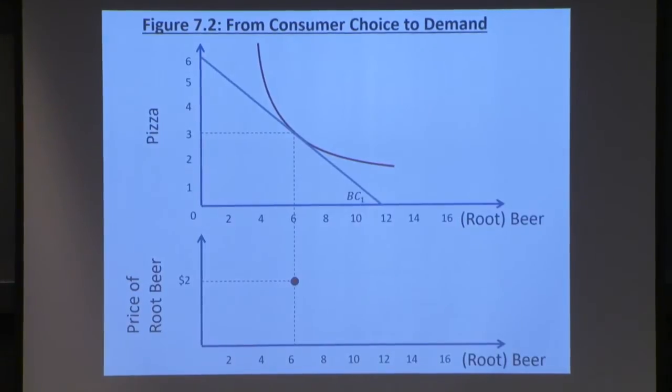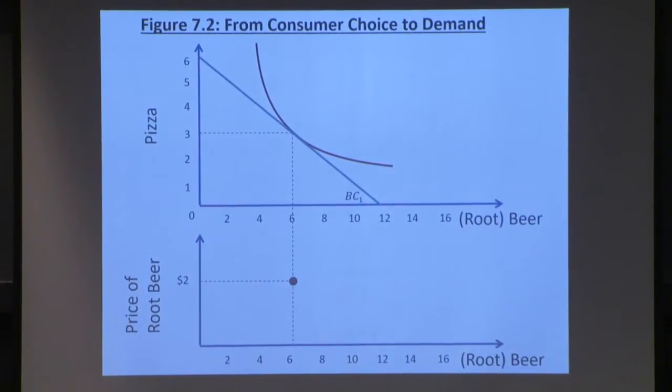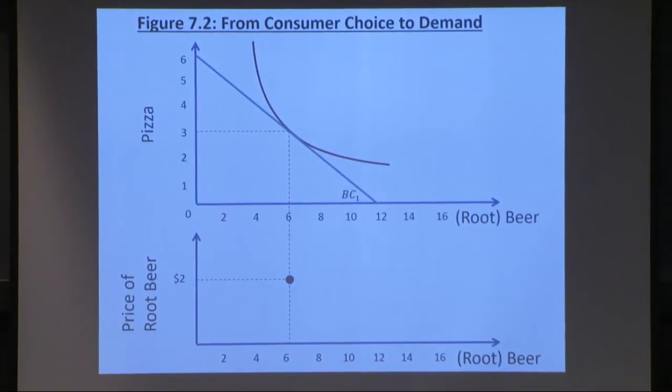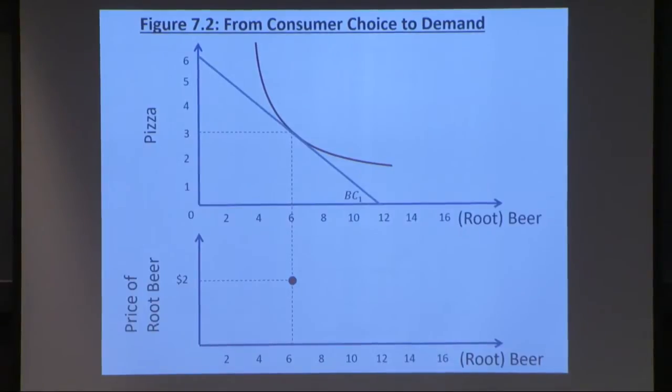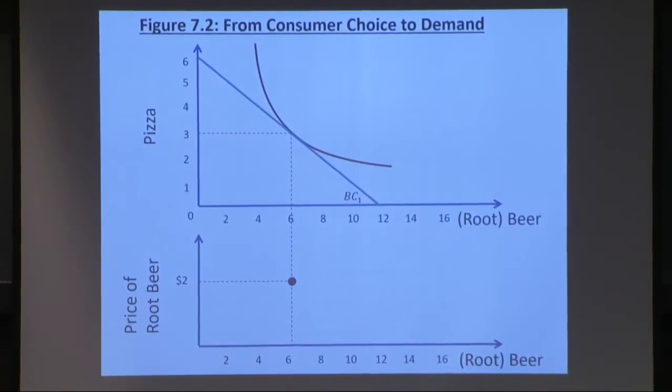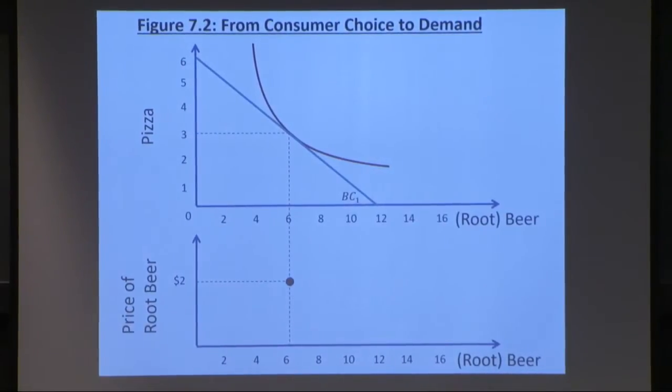In the diagram below the top diagram, copy the horizontal axis, but change the vertical axis from being about pizza to being about the price of root beer. Pick any given price, like 2. Use the top diagram to find the optimum. That's at the point 6.3. And then drop a dashed line down and plot the point corresponding to that quantity of root beer and that price of root beer in the lower diagram.